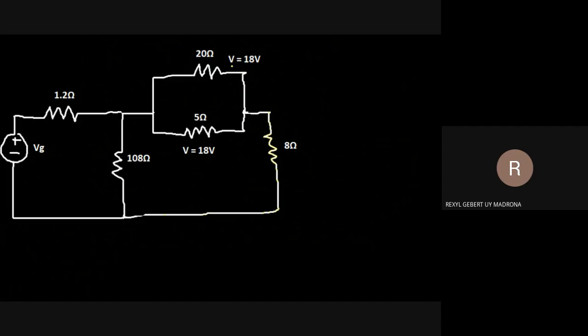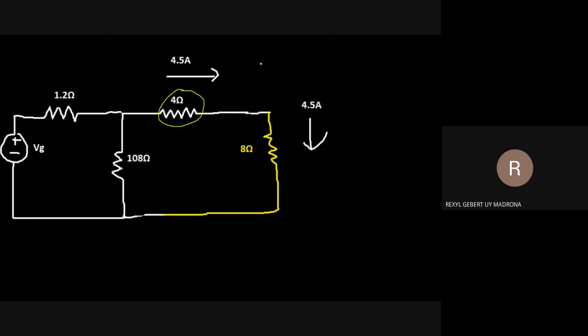So how did we find out that V is equal to 18 volts? Well, that is just from before, 4.5 amperes. We have already I equals 4.5 amperes and R is equal to 4 ohms. And V is equal to 4.5 times 4. And that will give us 18.